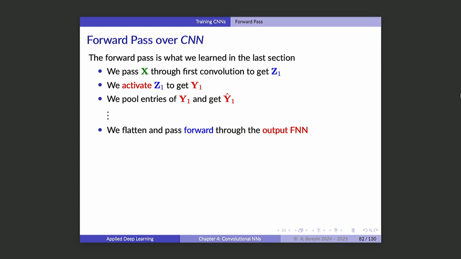So I'm going to get x. I pass it through a convolution. This is a convolution computation. I get Z1. Z1 is activated, gives me Y1. Y1 is max pooled. I'm going to get Y1 hat. And I keep on doing it over and over till I'm over. And then finally, I flatten. I do the forward pass on the fully connected network.